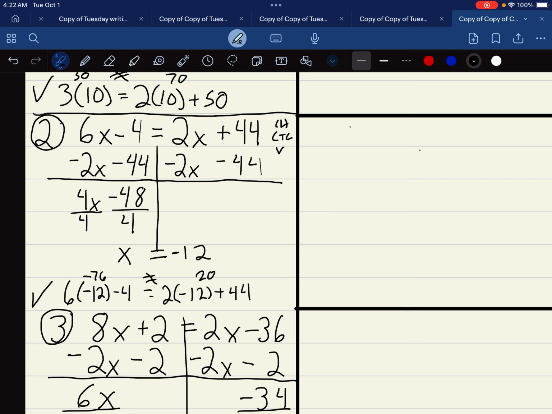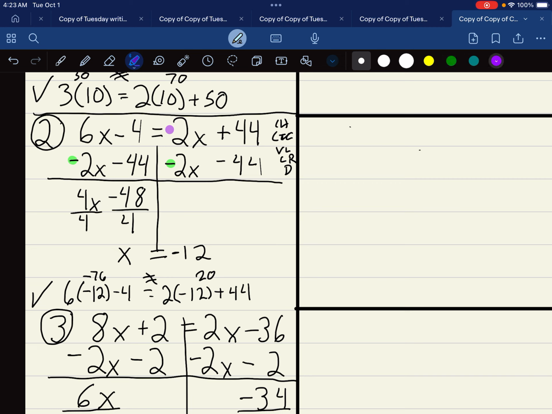No variables to move. There is a variable to move left. There's a constant to move right. And it looks like there's some division going on. So let's start by checking our signs. On the variable, I've got a positive and a negative. And then I've got the same thing over here. So that's right. Now let's check our constant.